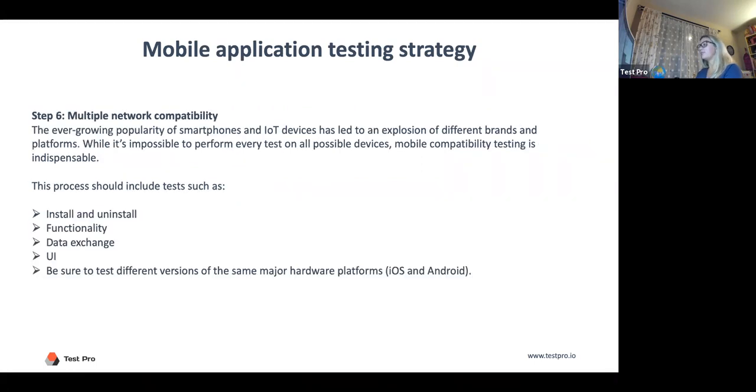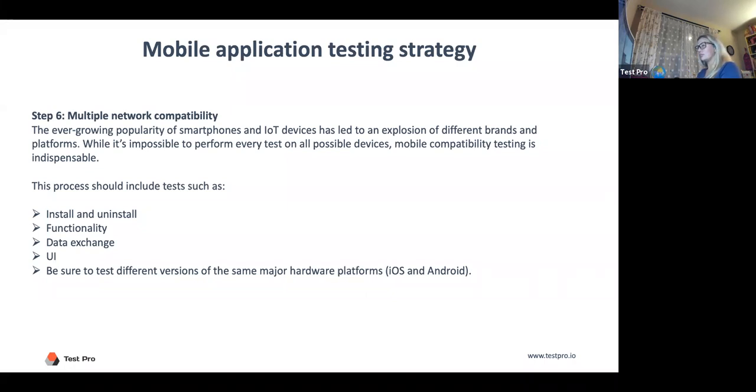Step number 6, multiple network compatibility. We already spoke about this one, but let's remind ourselves. All devices have different platforms, and they definitely interact with your application differently. So it's not really possible to perform all tests on all possible devices. So mobile compatibility testing is really required at this point.